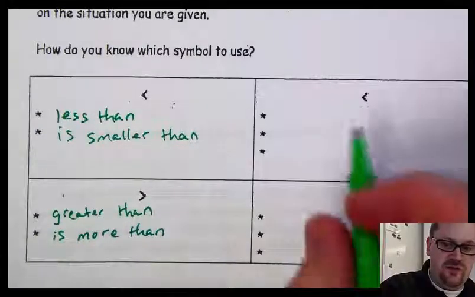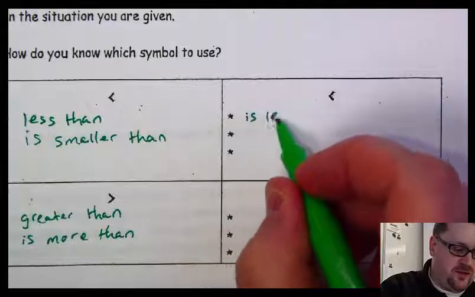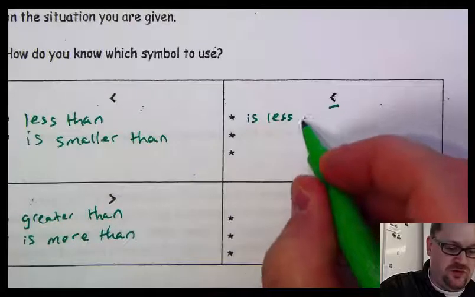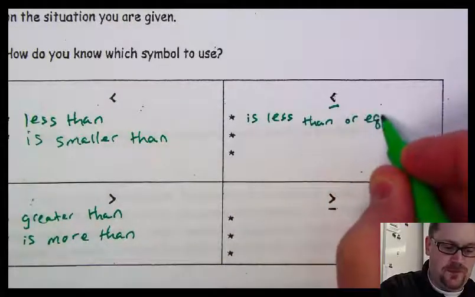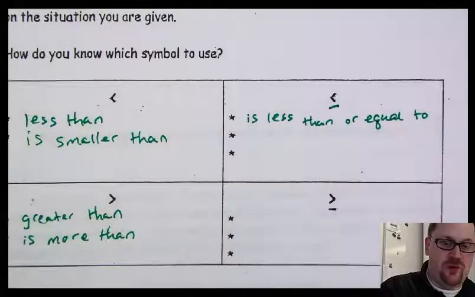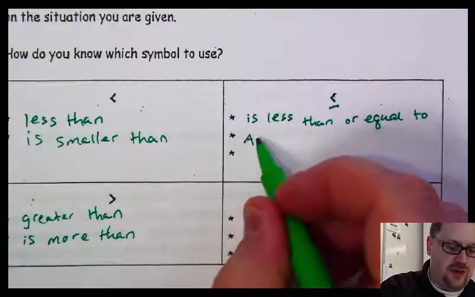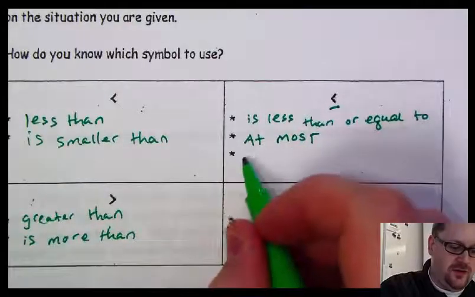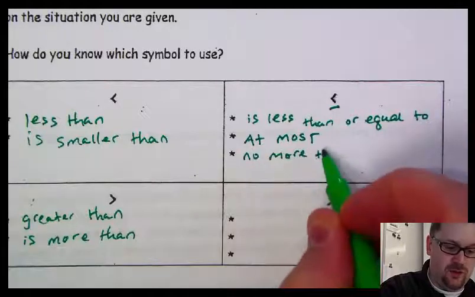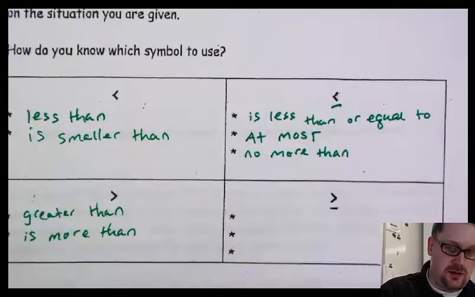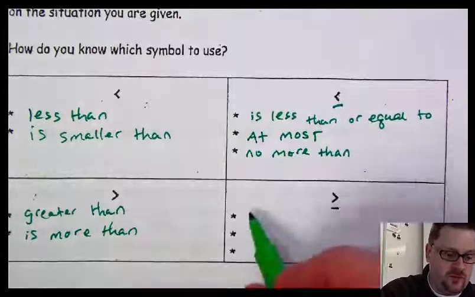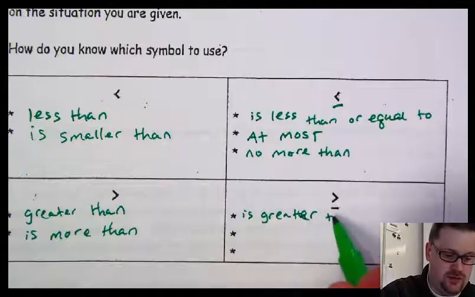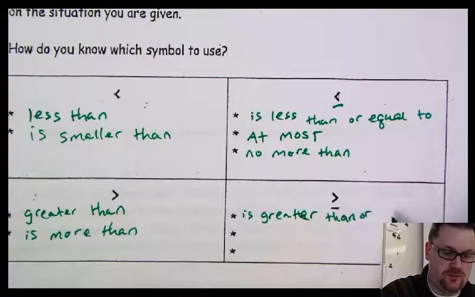We could also think about it of is more than. Okay, and then we get to these. This one be is less than or equal to. But don't forget the ones that are a little bit tricky. This one is also at most. That's the one that people usually forget. And it also means no more than. No more than actually means less than. Okay, and then we can follow the same idea here, where this one is greater than or equal to.